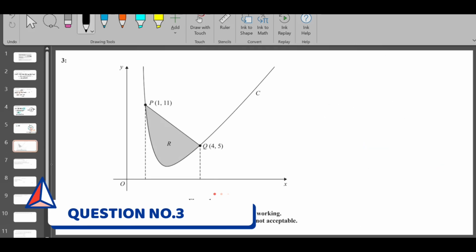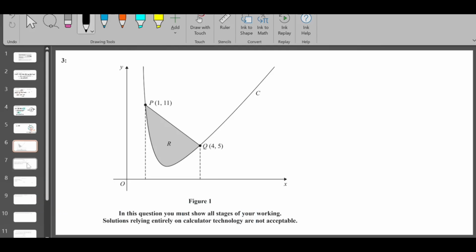We have a diagram given, a curve with 2 points.